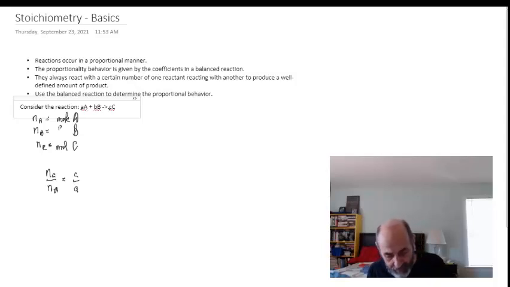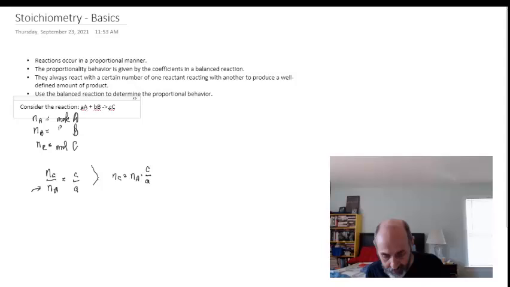So one of these you'll be given, let's say you're given N sub A, and then you can find N sub C by just rearranging this with a little bit of math. So we would say N sub C then equals N sub A times c over a.